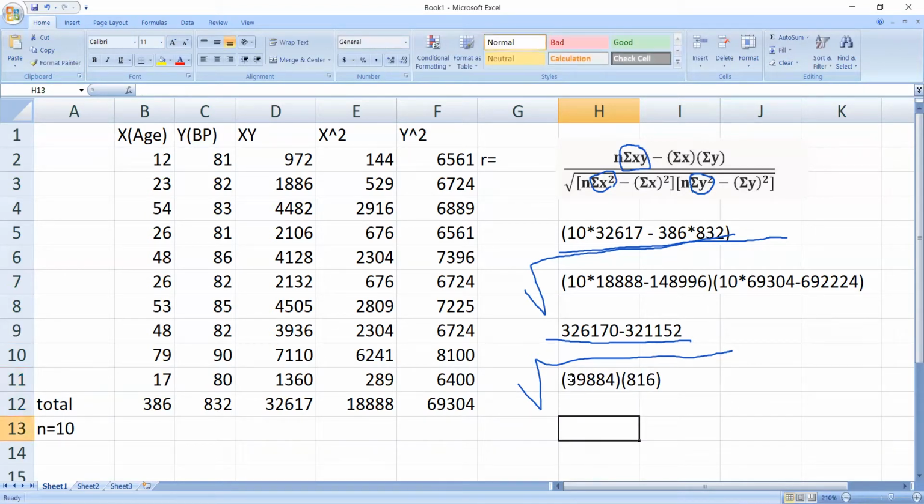Now take the product of the terms in the denominator and take the square root.